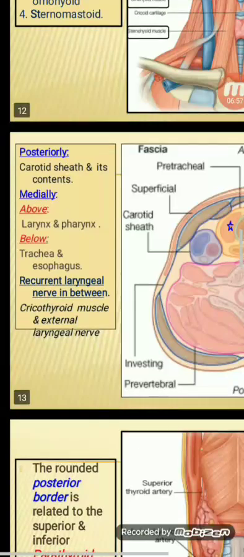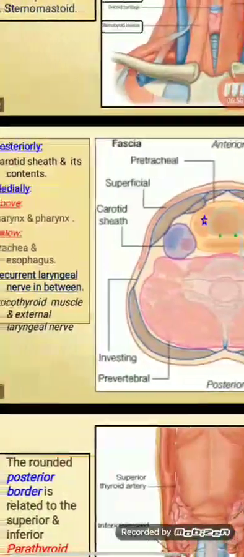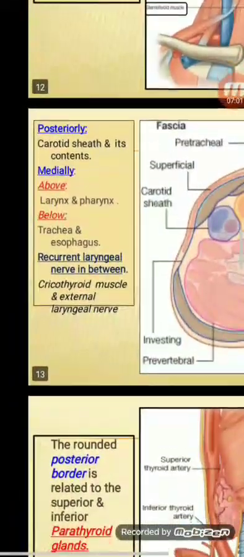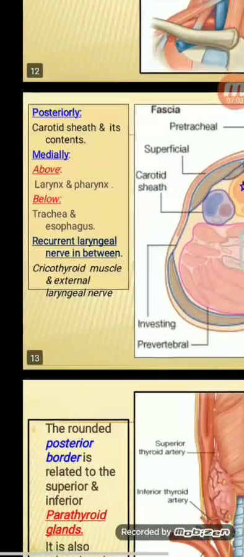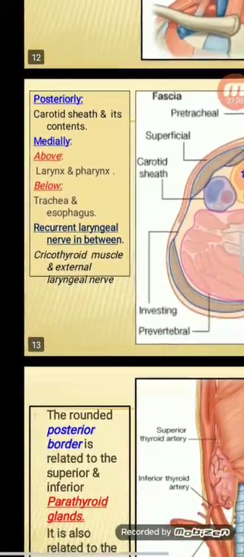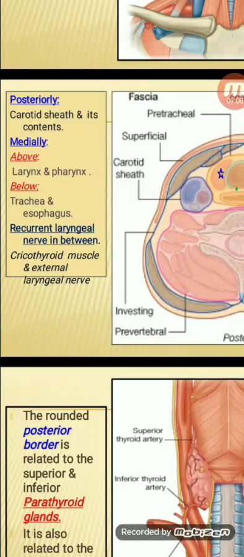Posteriorly, the carotid sheath and its contents. Medially, above are the larynx and pharynx, below the trachea and esophagus. The recurrent laryngeal nerve lies between the trachea and esophagus. The recurrent laryngeal nerve is a branch of the vagus nerve. Recurrent means goes back. Also the cricothyroid muscle and external laryngeal nerve.